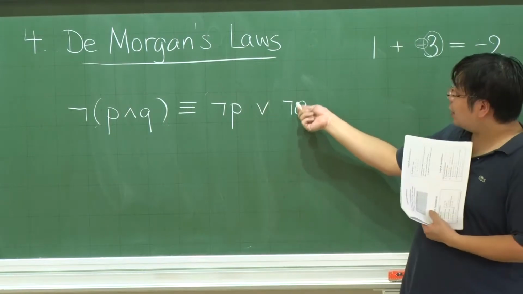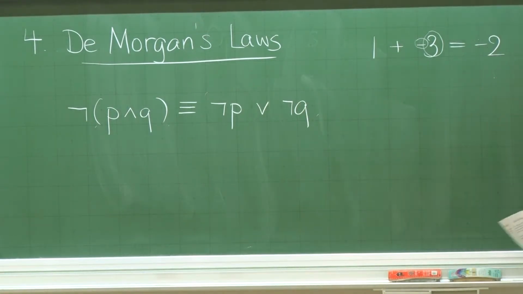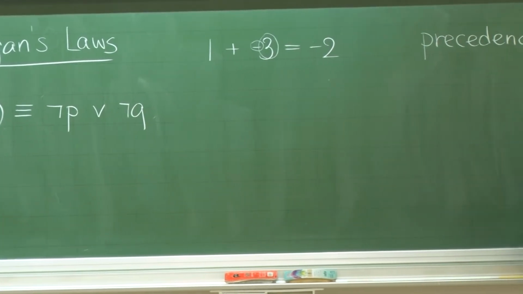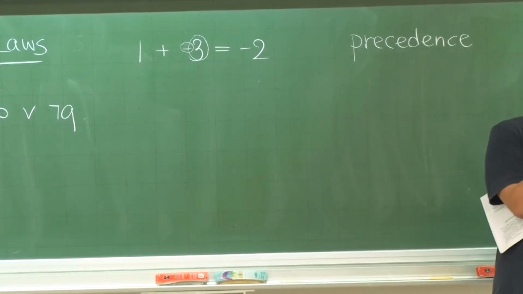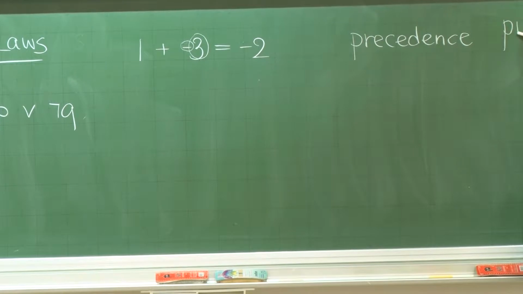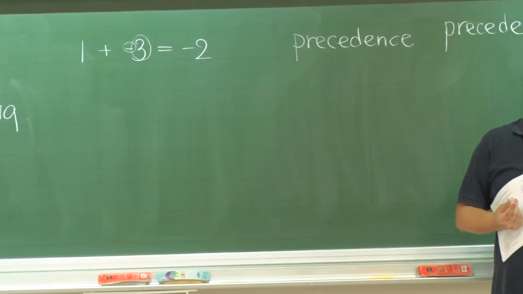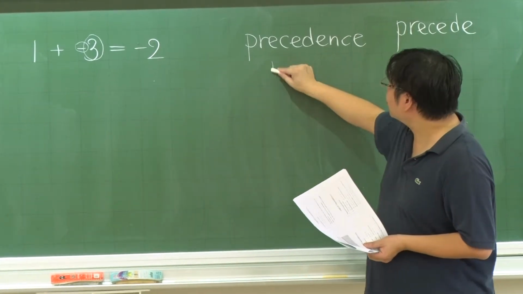So in computer science or in programming, this is called precedence of operator. We have a lot of operators that we are applying on the variables. Which one should be applied first? Which one should be applied later? Which one should precede the other? Precede means before. So this is about the precedence rules.